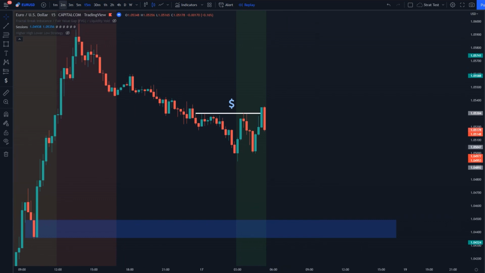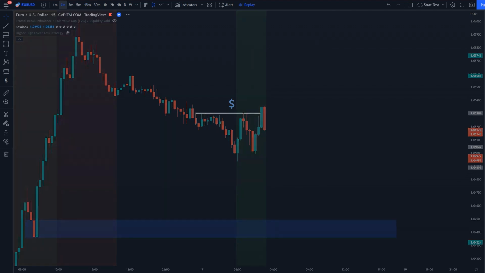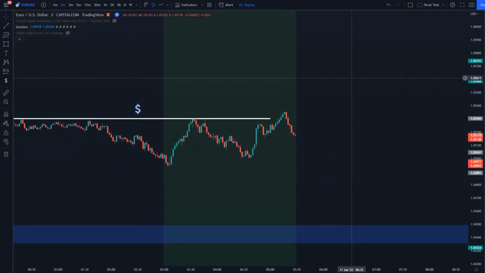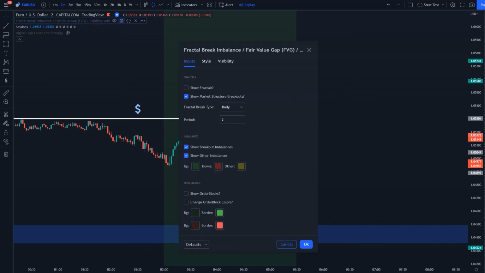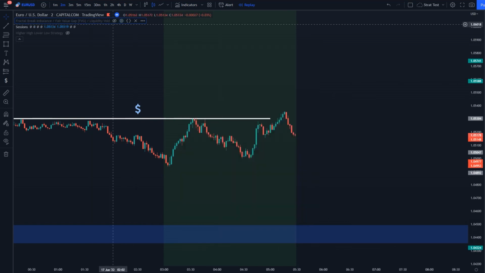Okay, but now for the entry after the liquidity grab. For this I go down to the 2 minutes time frame, and if you like you can use an indicator called fractal break imbalance, fair value gap, and you can use it to see a shift of market structure and, as ICT calls it, the fair value gap, an imbalance to enter the trade.